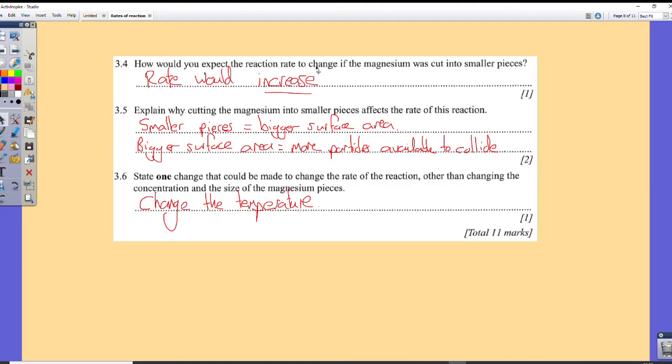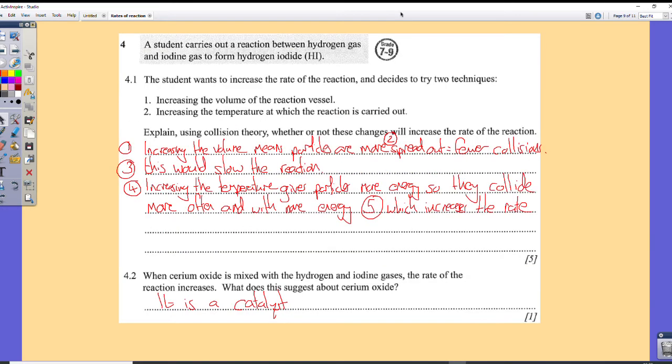How would you expect the rate of reaction to change if the magnesium is cut into smaller pieces? Well, doing that, we're going to increase the surface area, so the rate would increase. Explain why cutting the magnesium into smaller pieces would affect the reaction like this. Well, smaller pieces equals a bigger surface area, that's the first mark, and the bigger surface area equals more particles are available to collide. And then lastly on this one, state one change that could be made to change the rate of reaction other than changing the concentration or size of the pieces. Just change the temperature. If you increase it, it'll go faster.